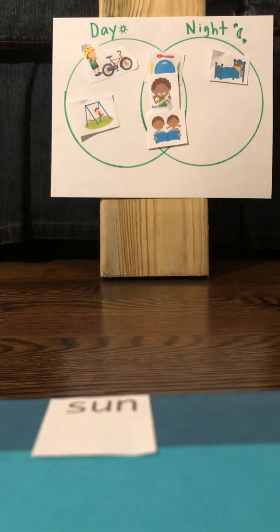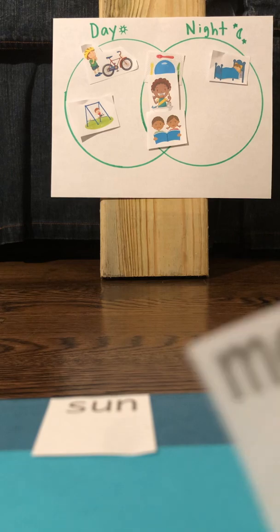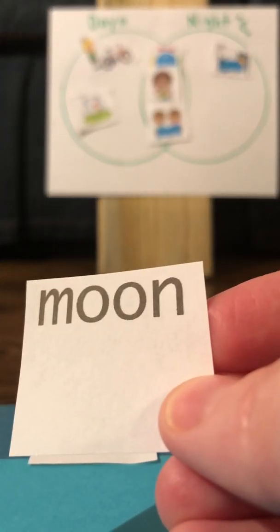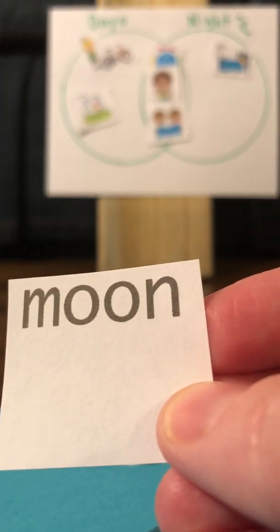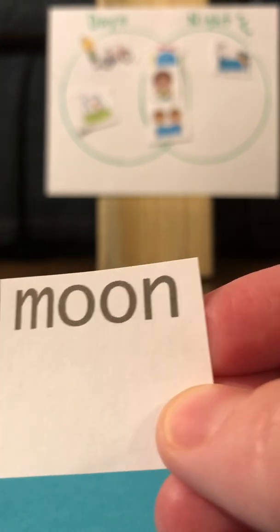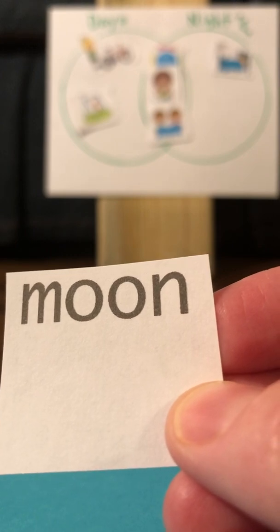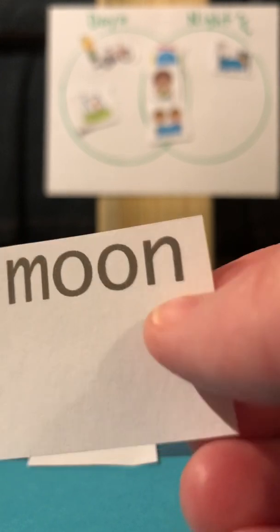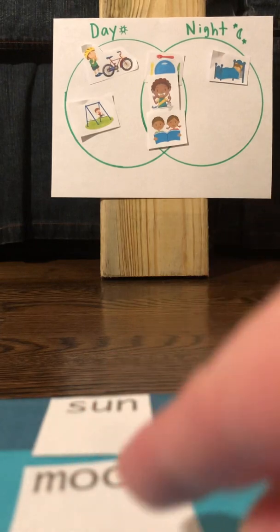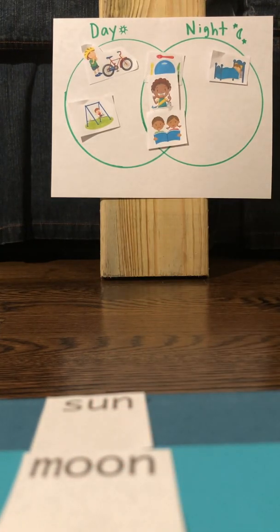And when the sun goes down, our day changes to night. And when the sun goes down, this comes up. What do you think that word could be? It starts with the letter M. Can you say moon? You're right. That word says moon. I'm going to put sun and moon here.